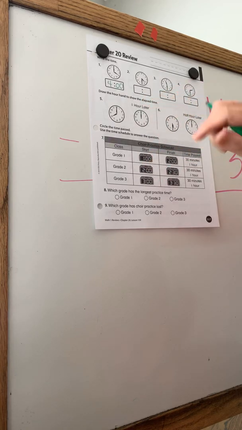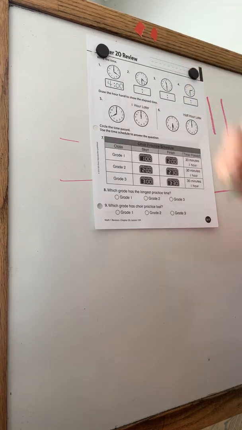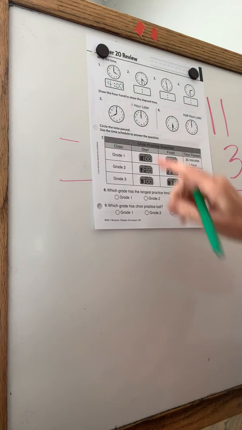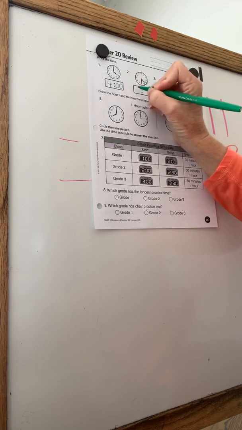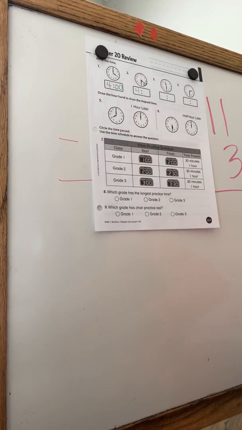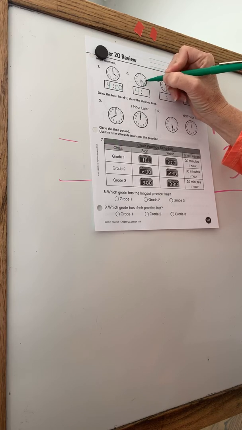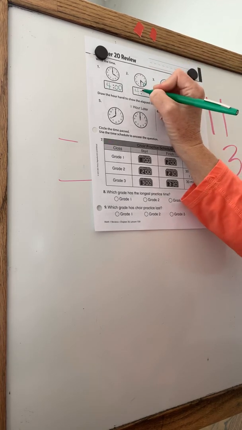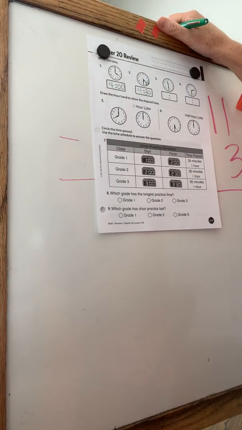All right, for number 2, we're going to look for our shorthand, and it is between 4 and 5. Now, if you have a hand that is between two numbers, you have to go to the last hour that it was at, and that's the hour that you're going to write. So if we look between 4 and 5, it has gone past 4, but it has not yet got to 5. So the hour that we need to write is 4, and then the minute hand is on the 6. So we're going to count by 5s. 5, 10, 15, 20, 25, 30, 4:30. Anytime your hands are on the 6, that's going to be your half hour, your 30-minute mark.